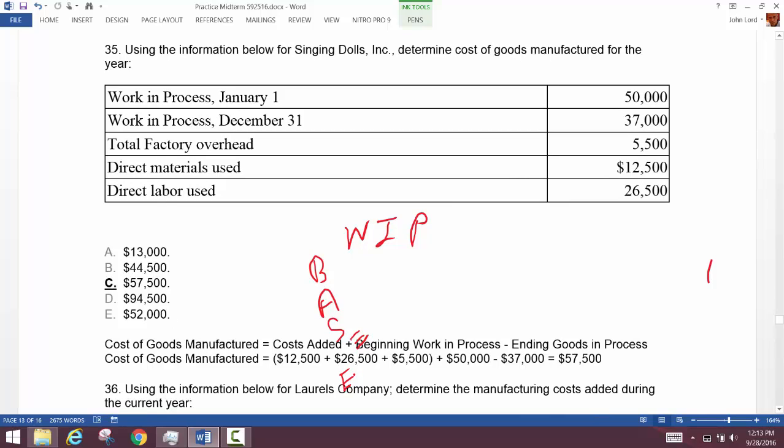Can you give me the beginning balance for the work in progress? Beginning balance is 50,000. Good, right in the 50,000. Okay, good. Can you tell me the ending balance? 37,000. Okay, good. Put in the ending balance. Next to the E is the ending balance.